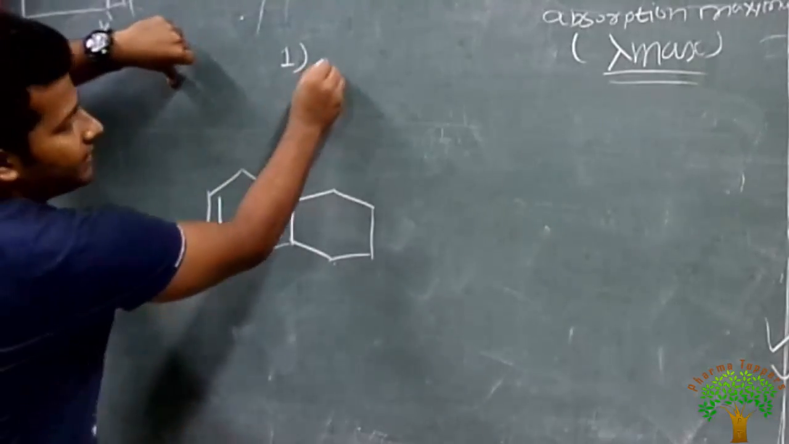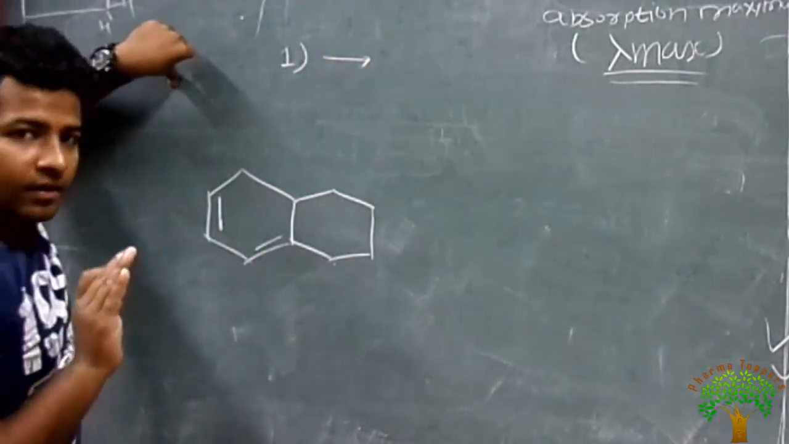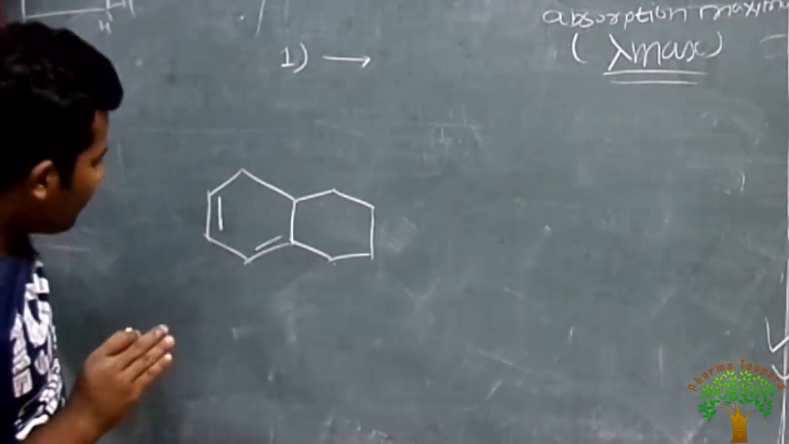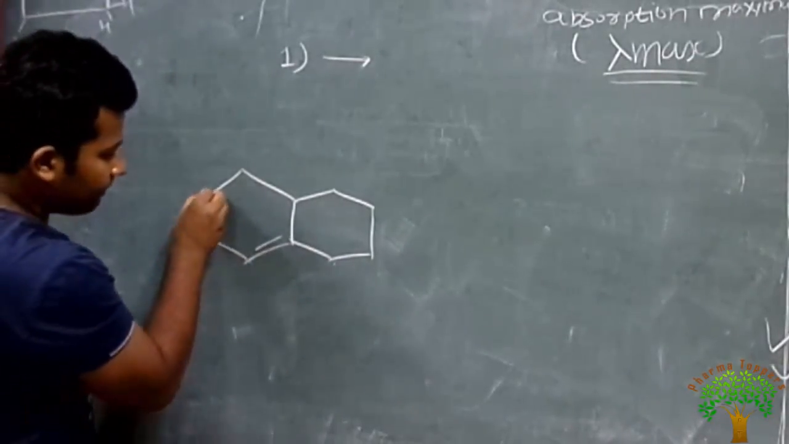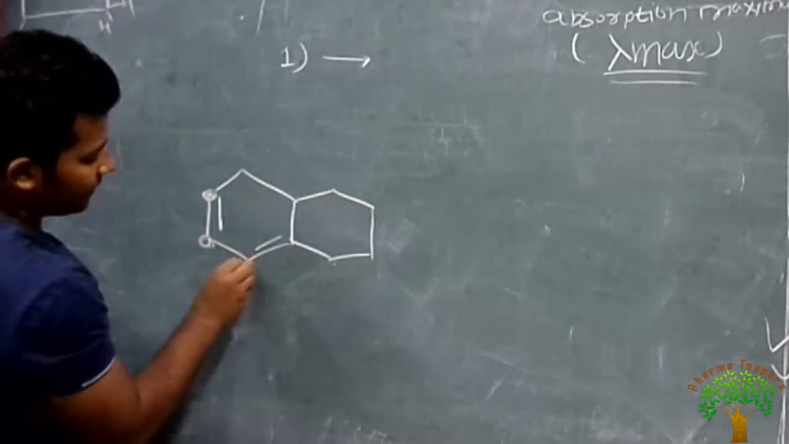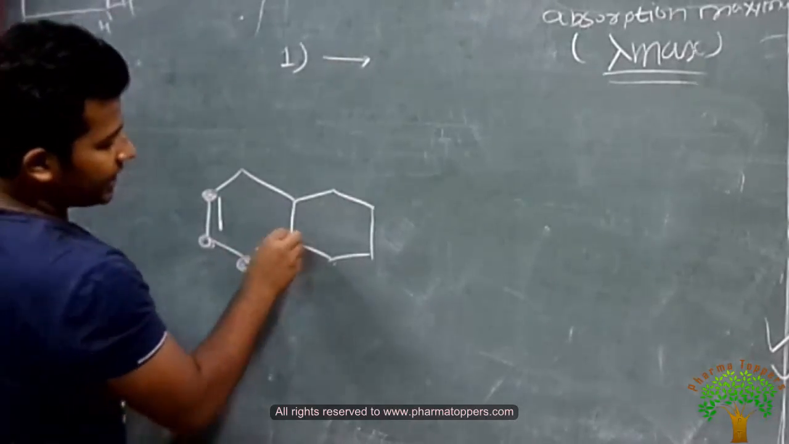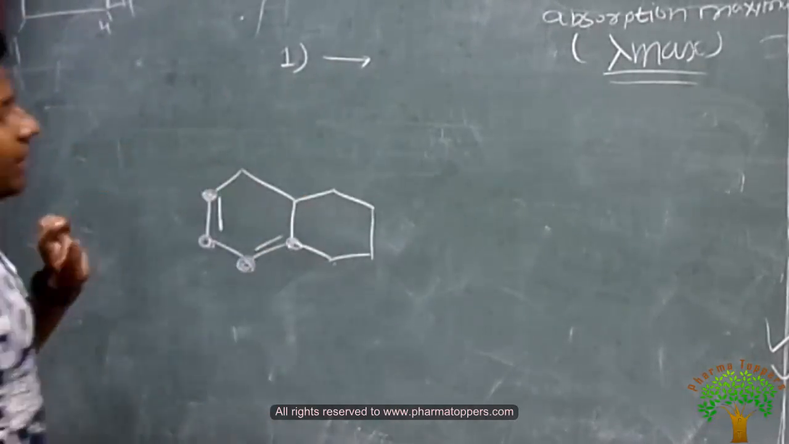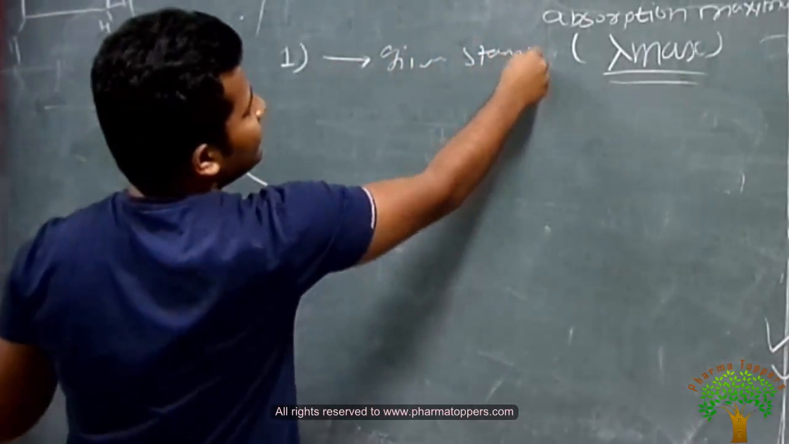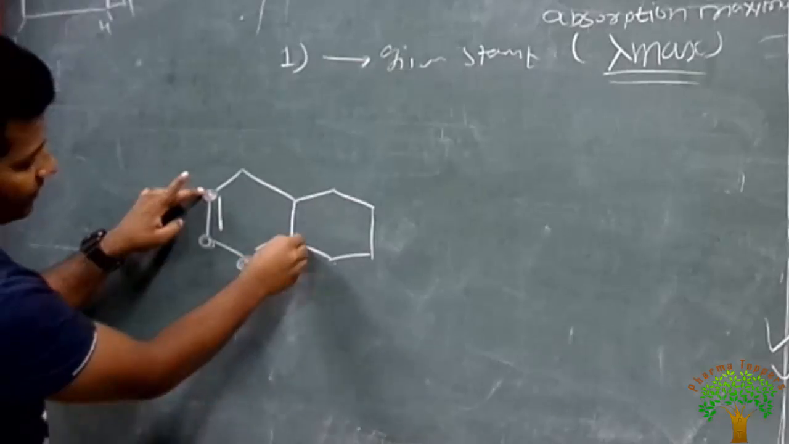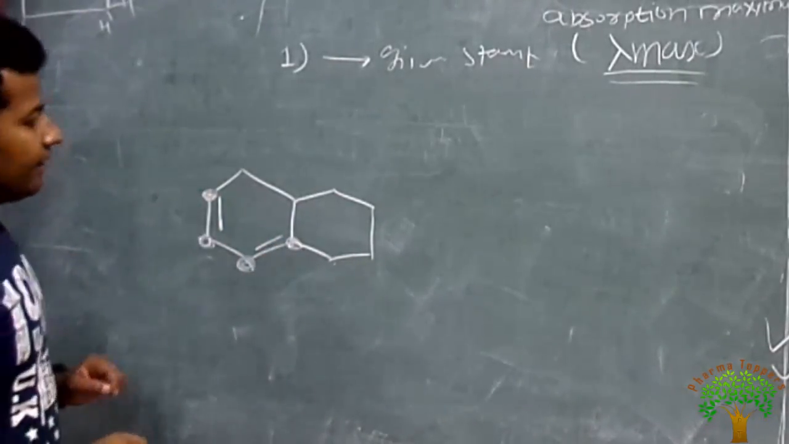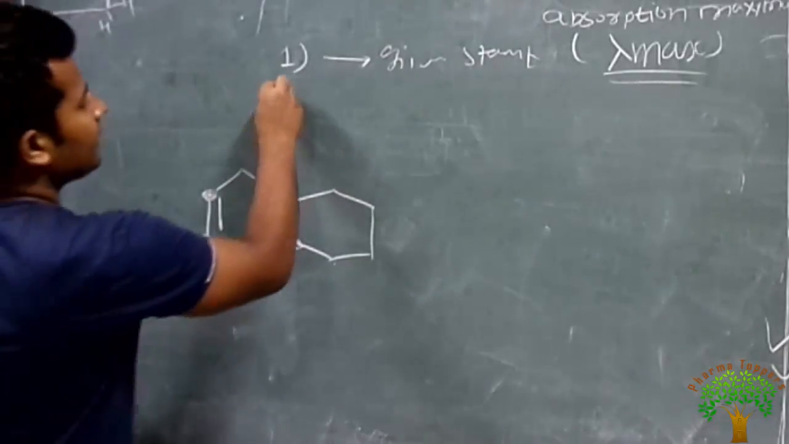First step, write down where the conjugation is present. The conjugation is present on this carbon. Put a star on this carbon, this carbon, this carbon. The first step is to mark a star on the conjugated carbons where the double bond is present, that is, in conjugation.